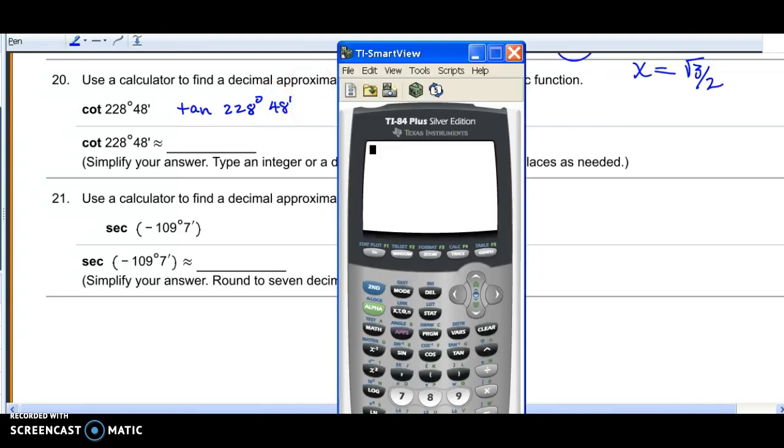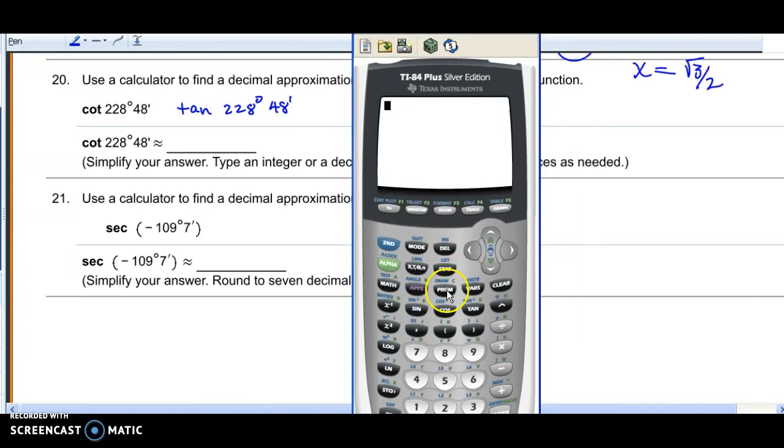Let's just do that. So I'm going to hit my tangent function. I'm going to click 228, and to get my degrees, I'm going to go to second angle and choose the degree mark. Press enter. Then I'm going to type in the 48, go to angle, choose number 2 to give me my minute mark. Now I've got the tangent of 228 degrees and 48 minutes. And so if I press enter, that gives me my value.